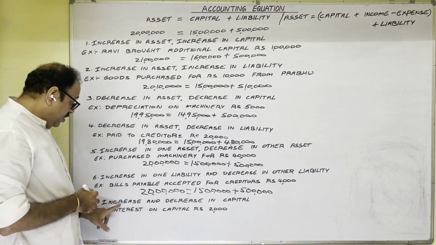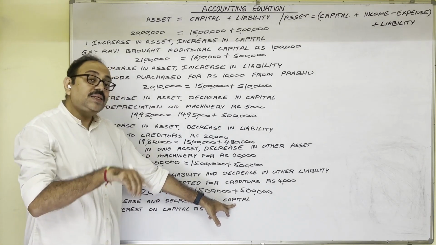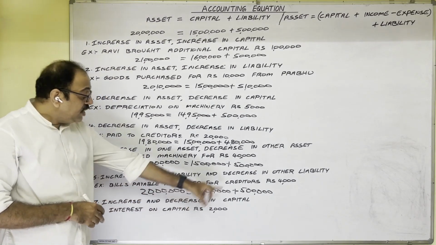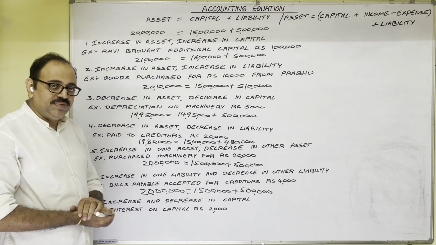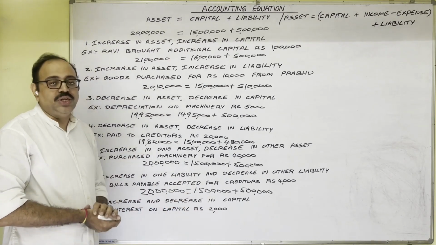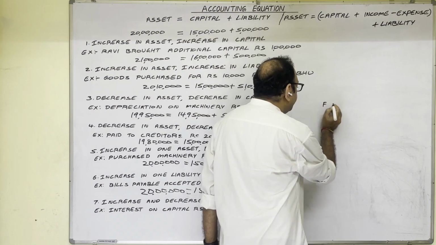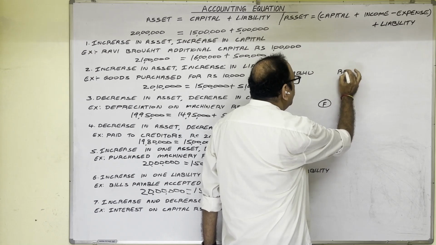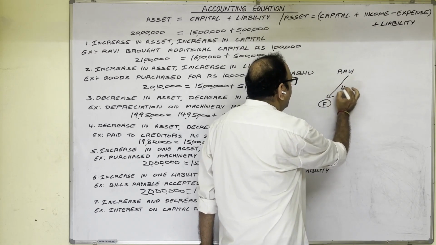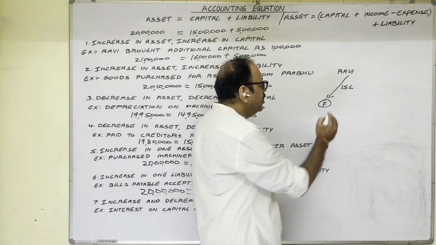Next one, in some transactions, capital increases and decreases. Increase and decrease in capital in the same transaction. For example, interest on capital 2,000 rupees. Capital means what? This is the firm. The owner's name, suppose Ravi. Ravi has invested 15 lakh rupees into the firm. This is known as capital now.